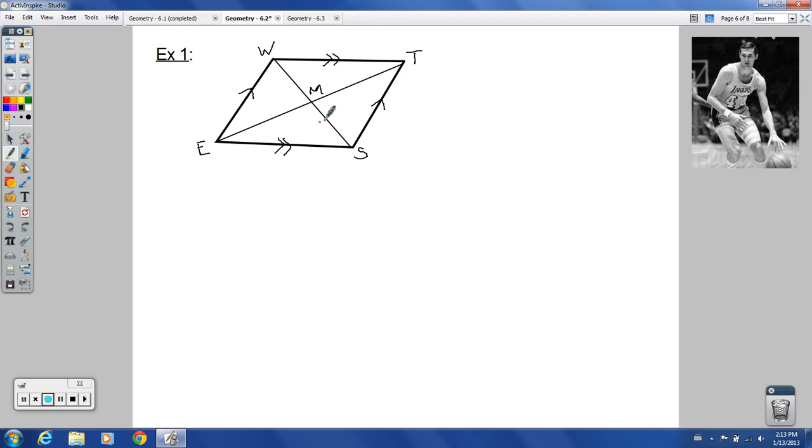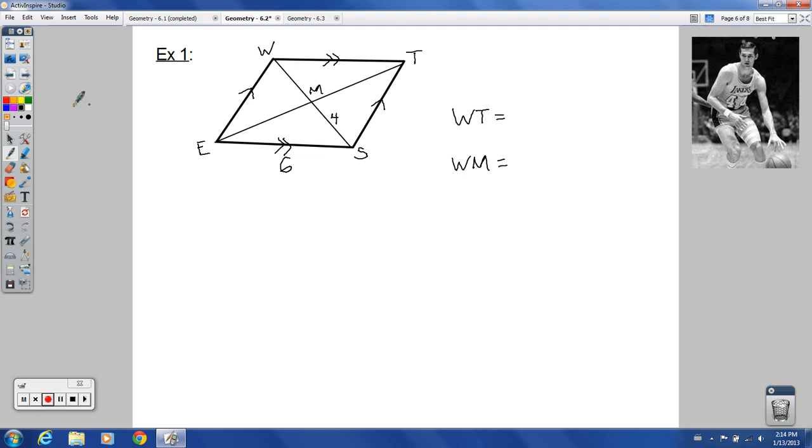And so if I told you that this was 4 and this was 6, you should be able to tell me what WT equals and what WM equals. So let's see. Can you do that? Can you look at that? What's WT going to be?